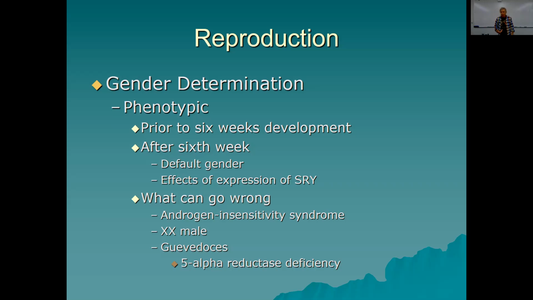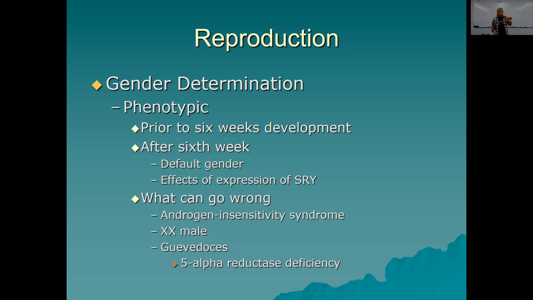The most bizarre of all is called guevedoces. That's a Spanish word for it. It's actually called 5-alpha reductase deficiency. And this is truly el bizarro, really strange. It's only happened in a couple places, in the Dominican Republic, where these individuals are accepted, and I think another country near Indonesia, where they're not accepted. Anyway, this is what happens.